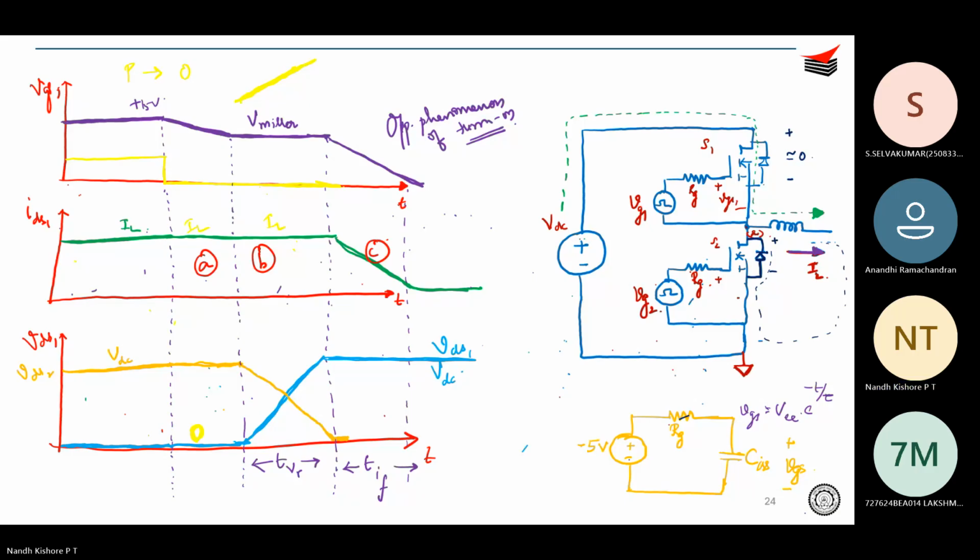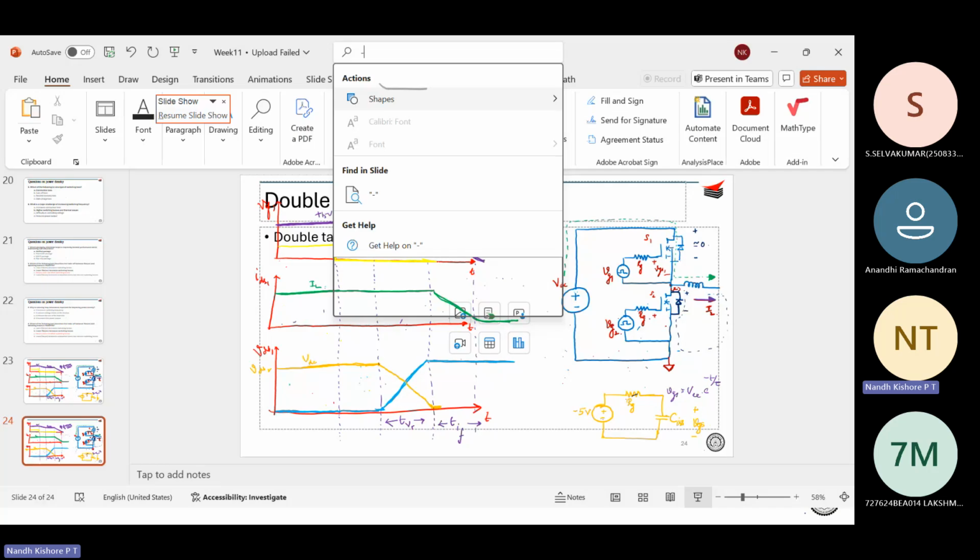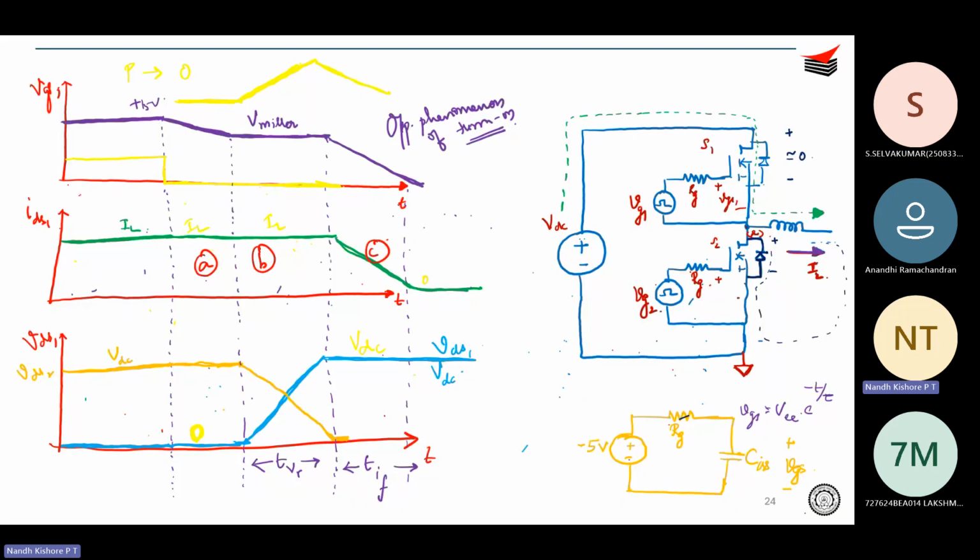Okay. And what about the third region? In the third region, VDS1 is equal to VDC and the current is falling from IL to 0, right? It is falling from IL to 0. So the power will be what? Directly multiplication of voltage into current. So it will fall like this. Do you agree? This will be the power profile.